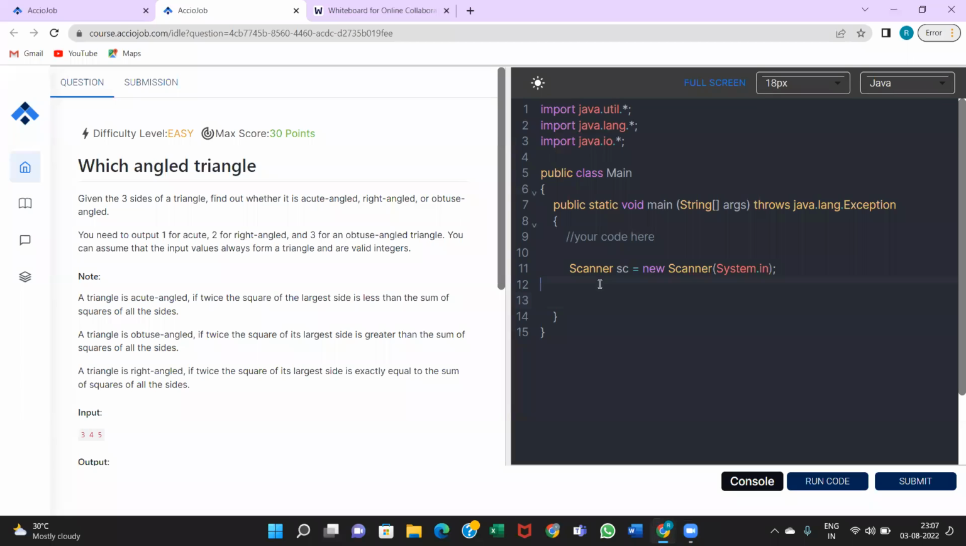Okay, so now we'll take the input. int a equals sc.nextInt(). Similarly, let me do it for b and c.